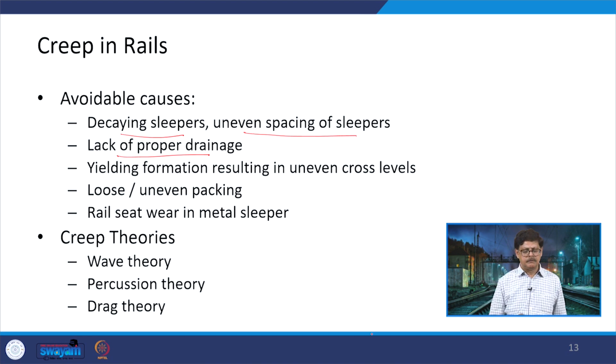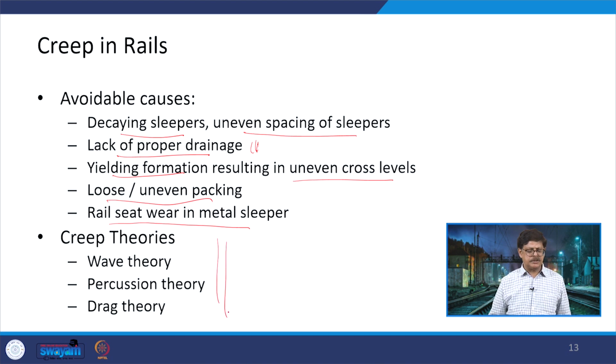That will help, because the strength and the stiffness of the track will be maintained if we have taken care of this aspect. Yielding formation resulting in uneven cross levels will obviously induce the creep. So, if we can avoid this, then there is no issue. Those are uneven packing and the rail seat wear in the metal sleepers. All of these things together are such that we can do good maintenance, bring the track back to good quality, and avoid the creep.